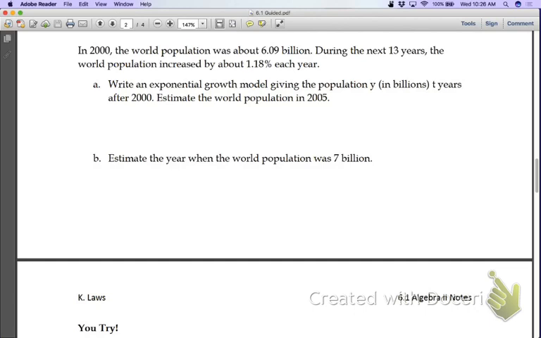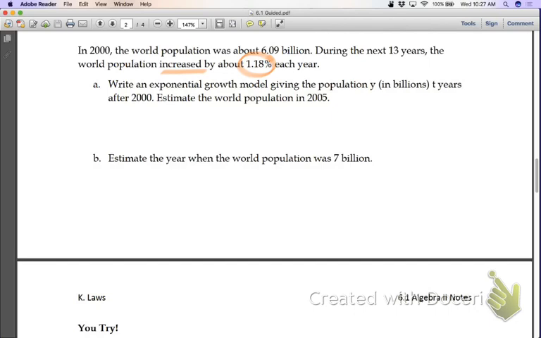It says, write an exponential growth model for the population y in billions, t number of years after 2000. Estimate the world population in 2005. So we need to write a growth model. Why is it going to be a growth model instead of a decay model? Because what do you know about that number? It says that it increased.